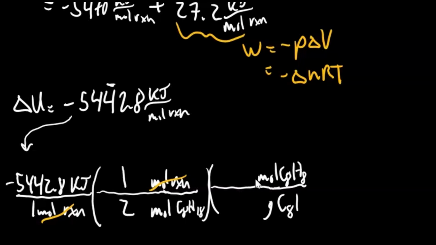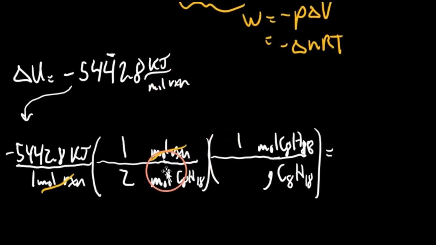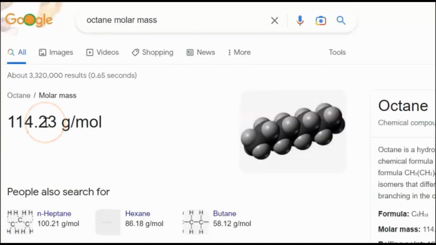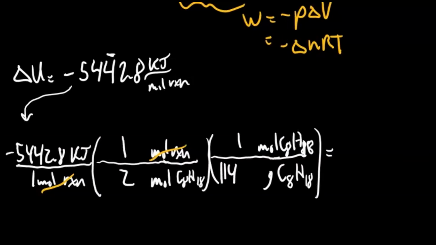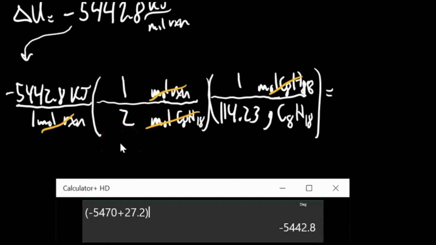And we want grams of C8H18. So for every 1 mole of octane, we got to use the molecular formula to find out what the molar mass is. I just Googled it just to make it quick and easy. You can get it from the periodic table. So the molar mass of octane is 114.23. And then our moles of octane cancel out, which gives us kilojoules per gram of octane, which is what we want. Okay, so we'll plug this in.